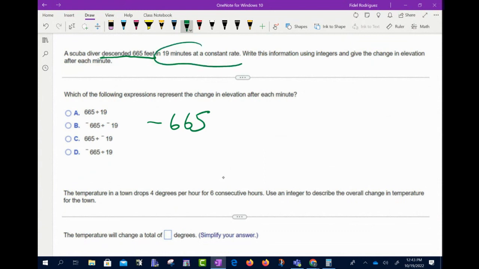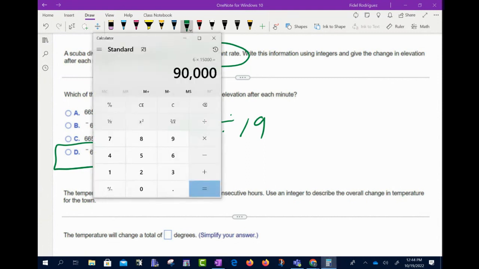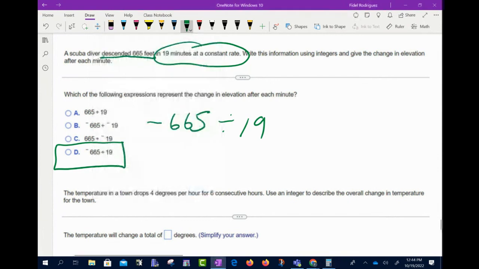It took him a total of 19 minutes to get there. We want to figure out how much he is going down each minute, so I'm going to take this number and divide it by 19. Looking at my choices, that's choice D. It asks which of the following represents the change in elevation each minute, and it would be that one. If it asked me to find out what that was, I would take my calculator and divide negative 665 by 19, and each minute he goes down by 35 feet.